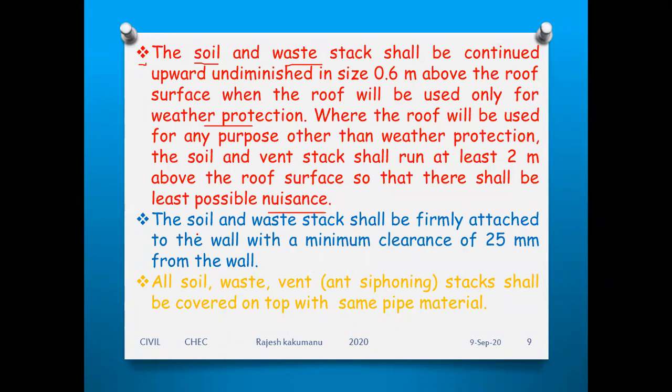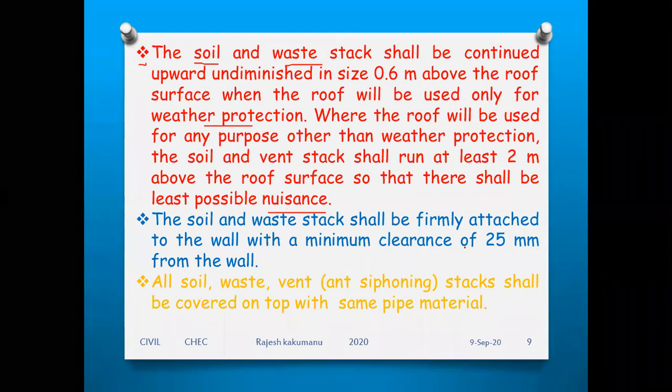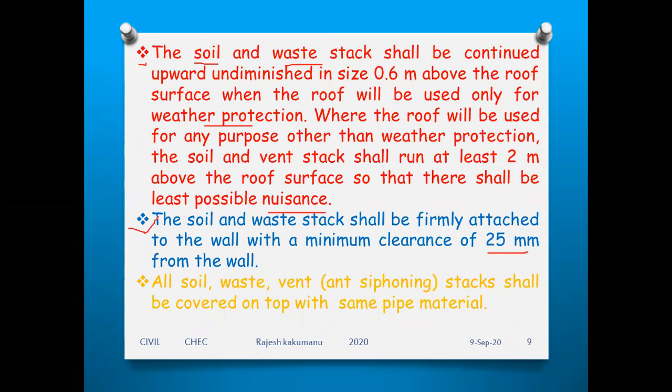Next. The soil and waste stack shall be firmly attached to the wall with a minimum clearance of 25 mm from the wall. So what is this point saying? Whenever you are designing a one pipe system or two pipe system, the soil pipe and the waste stack pipe should be firmly attached to the wall with a minimum clearance of 25 mm.